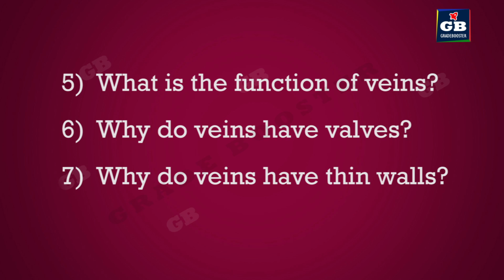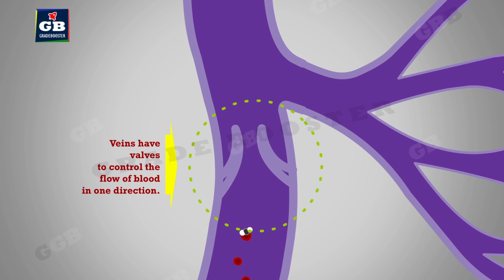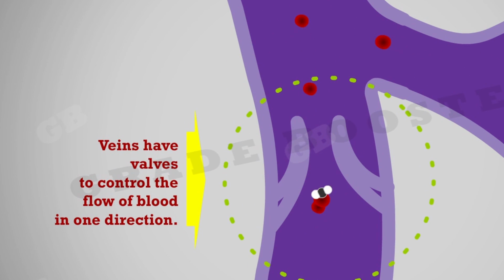5. What is the function of veins? 6. Why do veins have valves? 7. Why do veins have thin walls? Veins are the blood vessels that carry deoxygenated blood from body parts to the heart. The blood is not under pressure in veins, so they don't need thick walls. Veins have valves to ensure that the blood flows only in one direction.